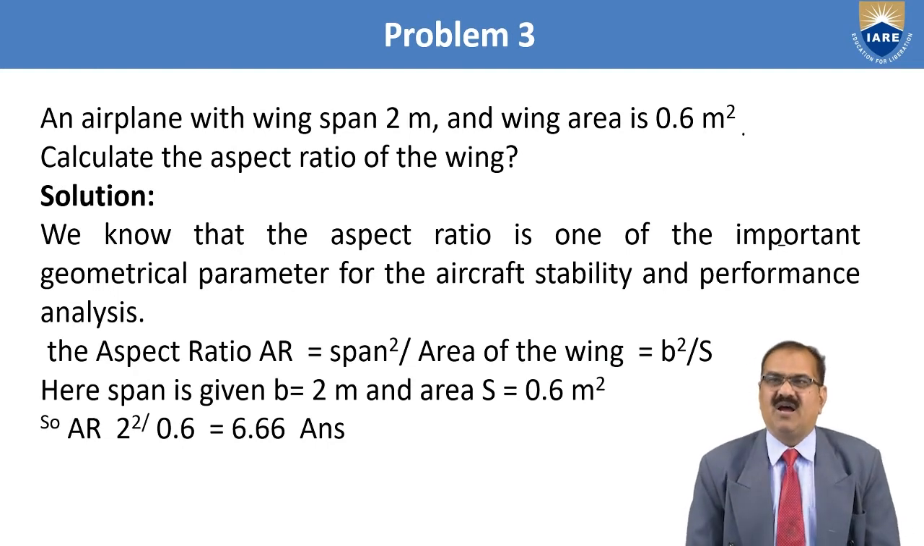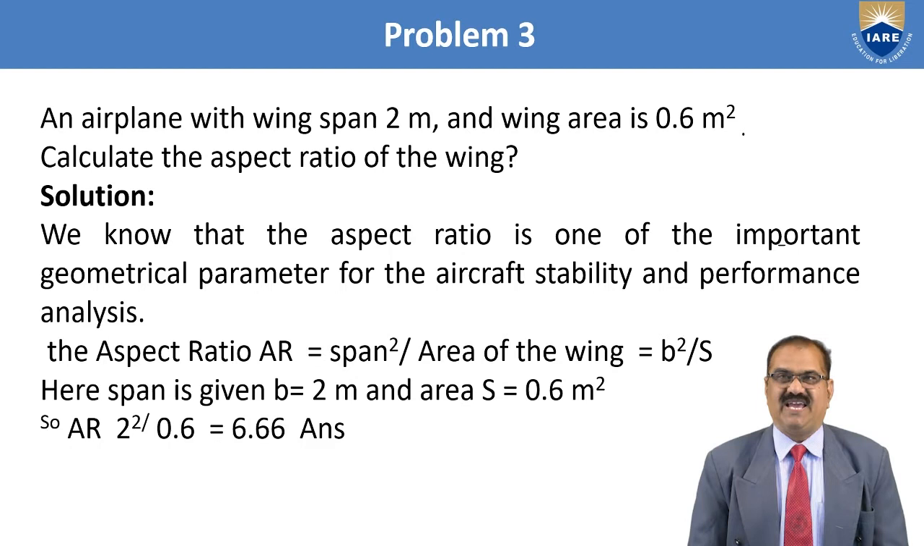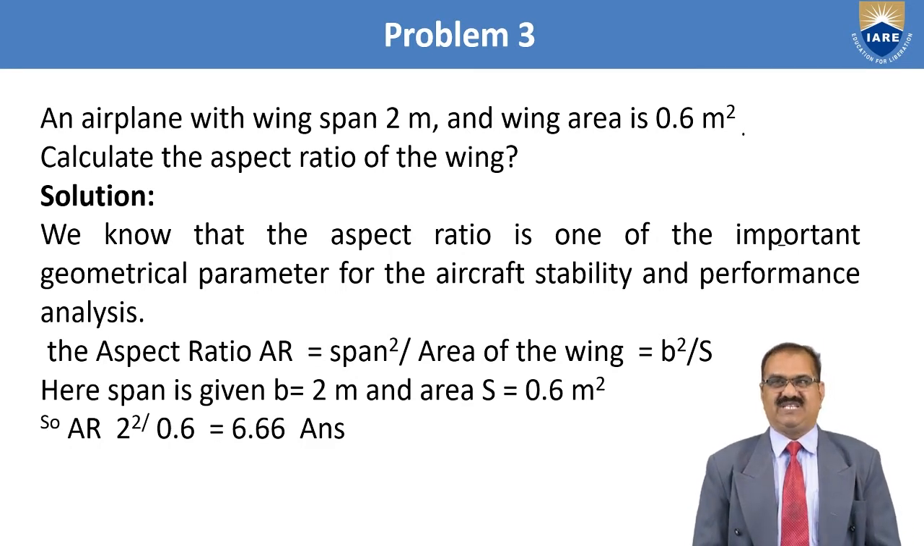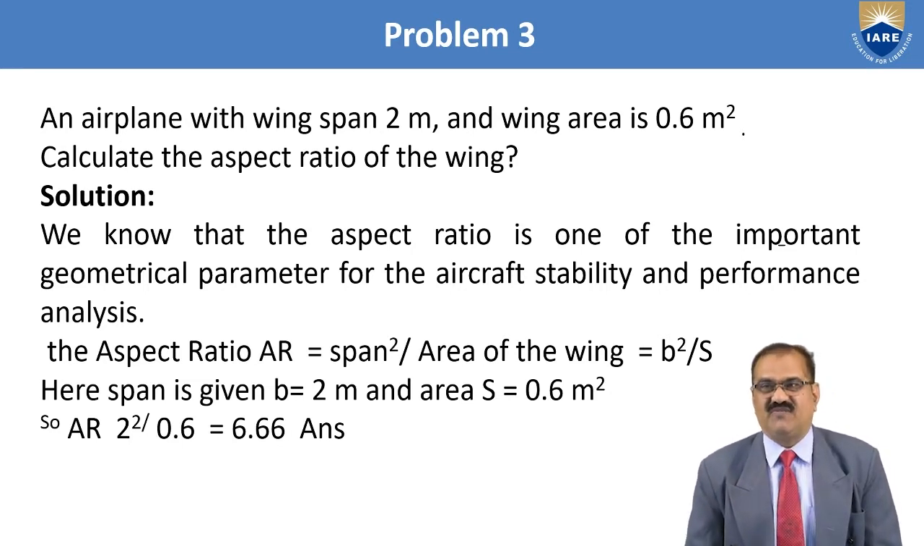Now I am on problem number 3. An airplane with wing span 2 meters and wing area 0.6 meter square. Calculate the aspect ratio of the wing.